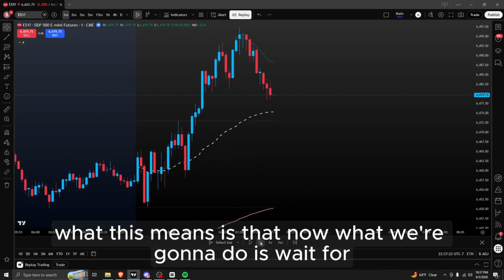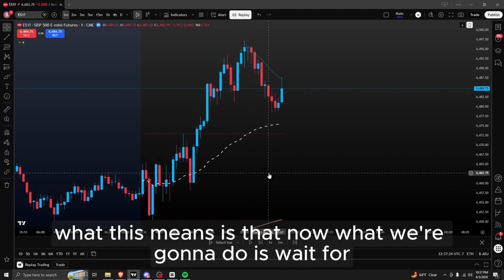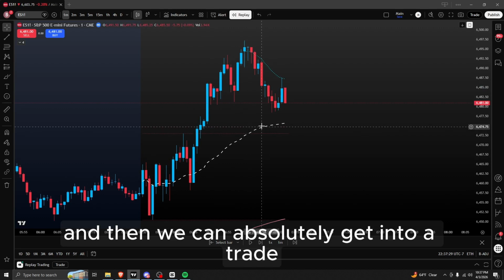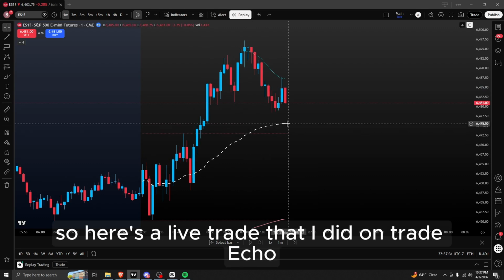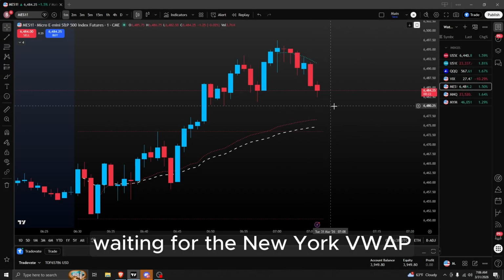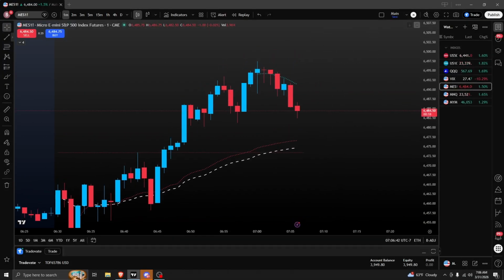What this means is that now what we're going to do is wait for price to come back down to VWAP, and then we can absolutely get into a trade. So here's a live trade that I did on Trade Echo. Waiting for the New York VWAP retracement before getting in. Enter calls on the challenge.